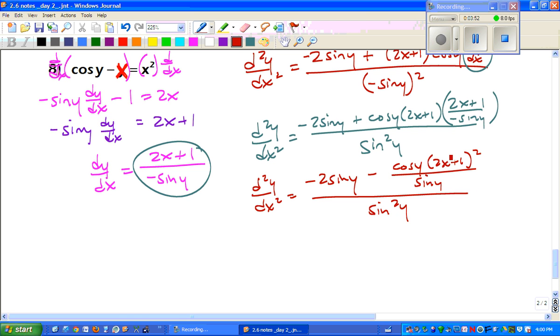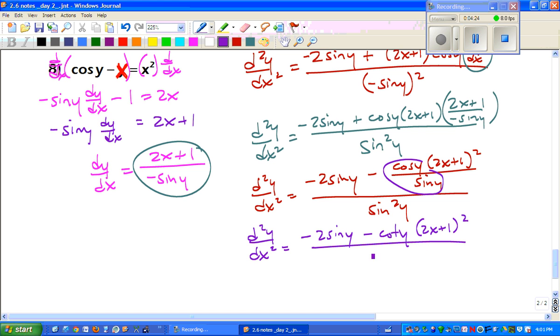Now, if this were a different problem like our last one, I would go ahead and multiply sine of y top and bottom to get rid of this little fraction and the big fraction. But there's another way around it for this one. We can actually just simplify what cosine divided by sine is. And cosine over sine is cotangent. So we end up with negative 2 sine of y minus cotangent of y times 2x plus 1 squared all over sine squared of y.